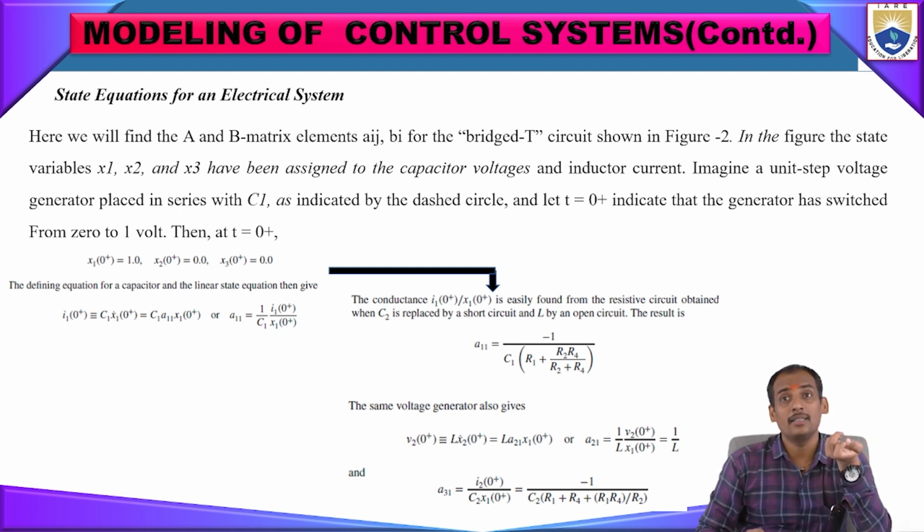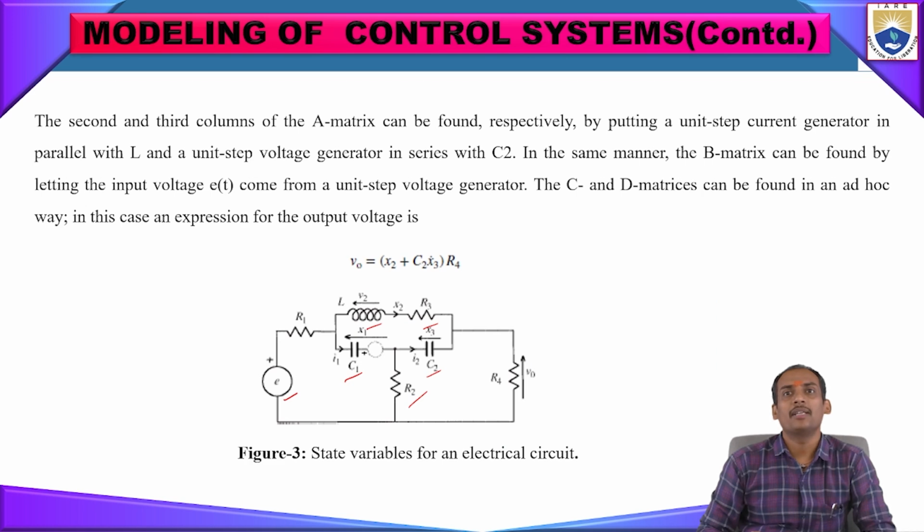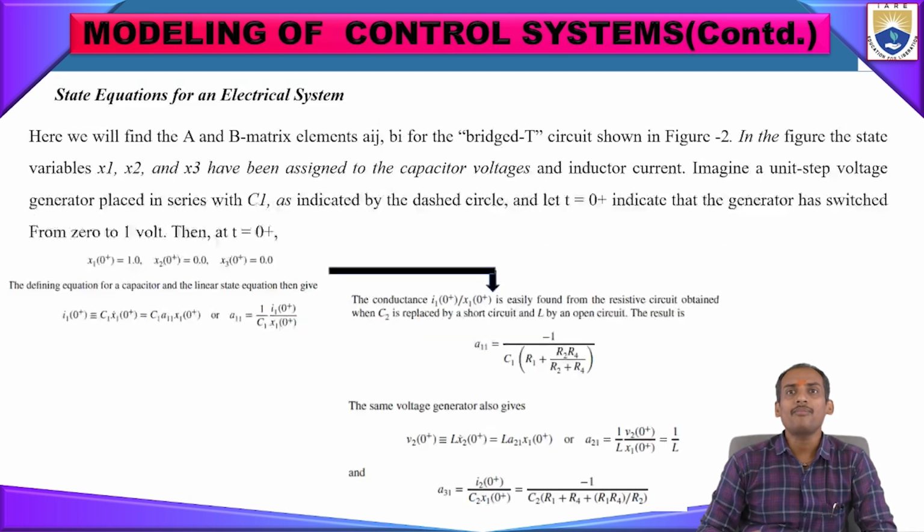Even we can write it like 1 minus 1 by R1 plus R2 R3 by R2 plus R4. When a series function is there, then R1 plus R2 will be there, and R3 will be there. And if it is a parallel function, then it will be 1 by R1 plus 1 by R2 plus 1 by R4. So that thing will be R1 plus R2 R4 by R2 plus R4. That is in the parallel condition.